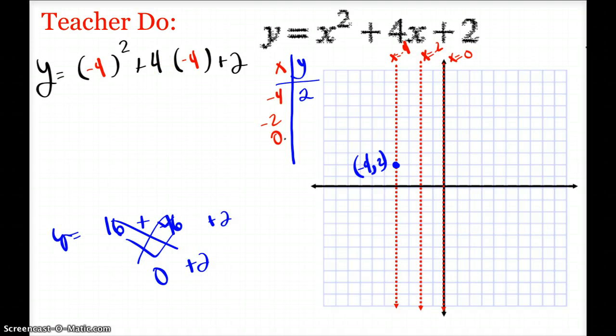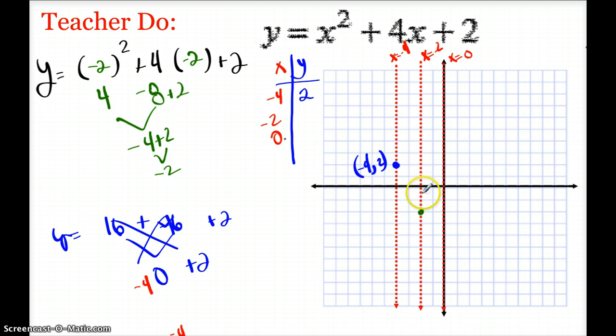We'll do the next one in green. So our x values, let's do the negative 2. Here's negative 2. Y, 2 squared is 4, minus 8 plus 2. We're going to have negative 4 plus 2. And we got negative 2. Negative 2 and negative 2. Yeah, that's about right. Negative 2, comma, negative 2.